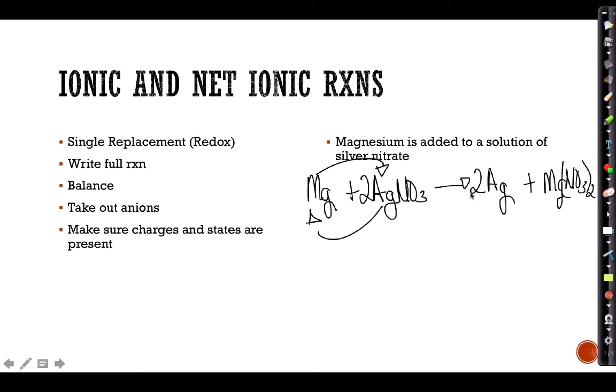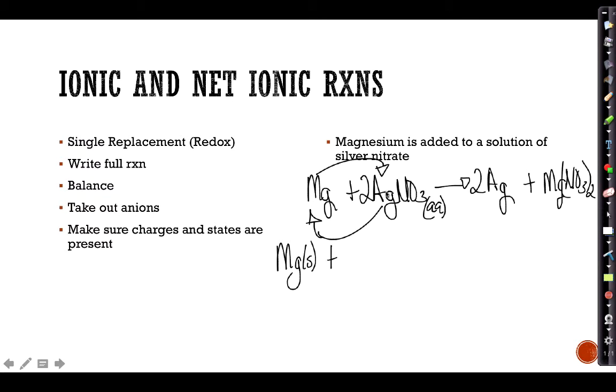All right, so now that I have my full reaction, if I do the same process, I just take everything that's aqueous and split it. It's basically the same thing that we've been doing. So let's do that. Magnesium's a solid. It's just a metal by itself, so we're going to leave that there. This will be aqueous. Anything with nitrate is aqueous. So I'm going to pull this apart.